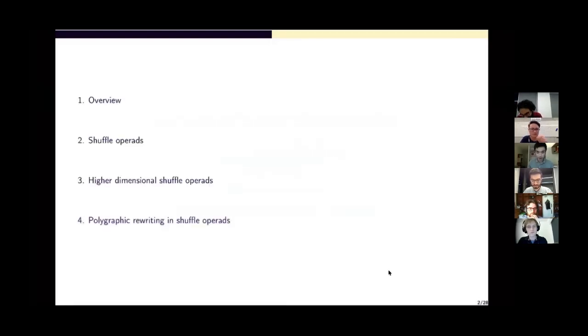Hopefully everything works well. After a brief overview of what I'm going to talk about, I'll talk about shuffle operads, then higher dimensional shuffle operads, and then polygraphic rewriting in shuffle operads. So everything is done over shuffle operads. It's not necessarily the only context in which this sort of rewriting theory applies, but it's the context in which I worked on it. And I think it gives a good idea of what we can do.